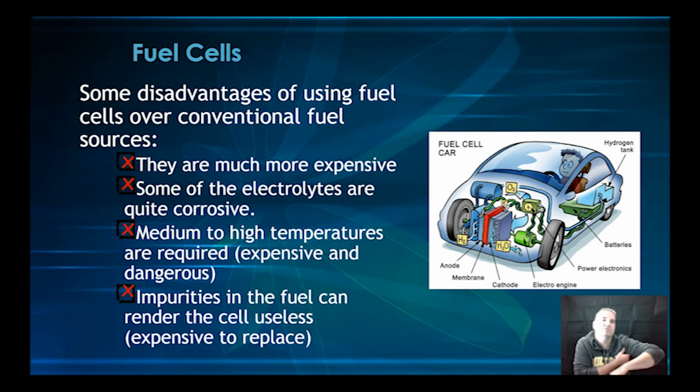Disadvantages of fuel cells is that they're much more expensive currently. The technology isn't that great. Some of the electrolytes are quite corrosive, so if you're using that potassium hydroxide one, for example, that's very similar to oven cleaner, so that can turn your skin into soap and it can cause burns. It's commonly called things like caustic soda. You use medium to high temperatures, which is expensive, can be a little bit dangerous, and if you get impurities within the fuel, so the hydrogen or the oxygen that's coming in, that can ruin the electrodes, and you have to replace the whole cell, which can be quite bad.